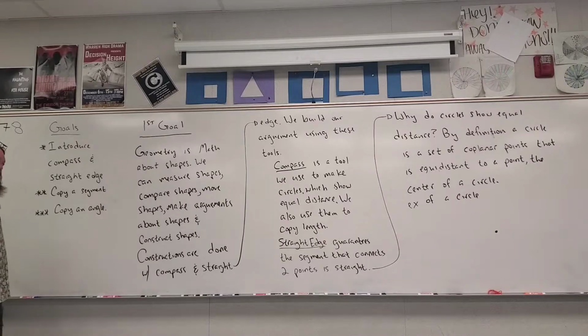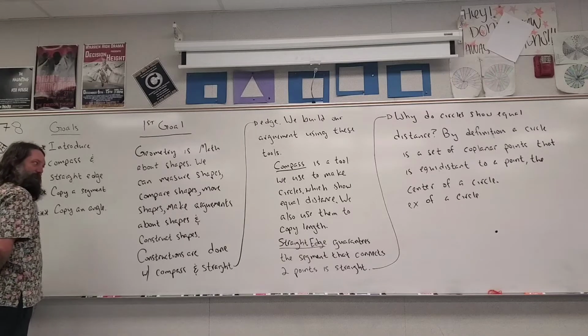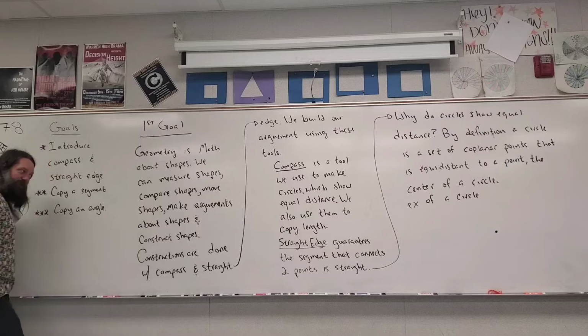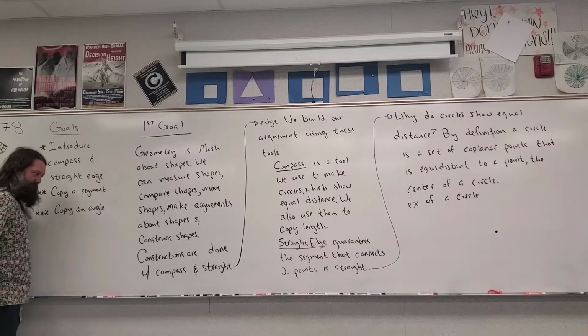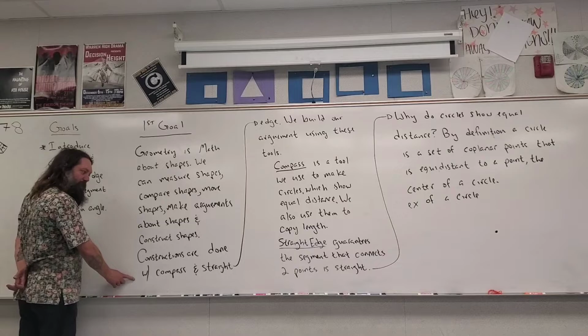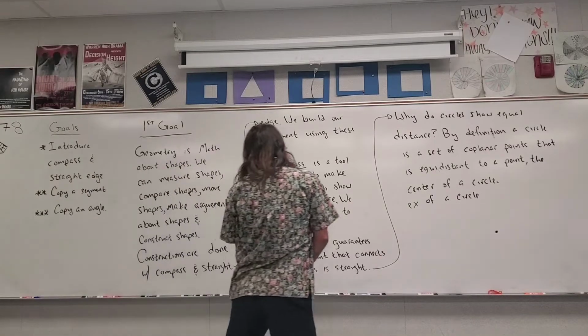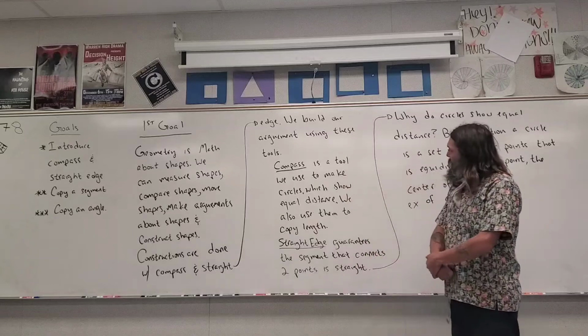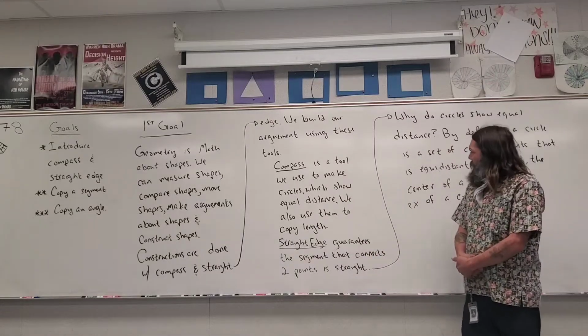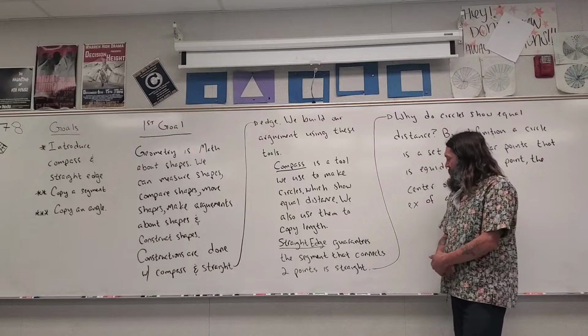Geometry is a math about shapes. We can measure shapes, compare shapes, move shapes, make arguments about shapes, and construct shapes. Constructions are done with a compass and straight edge. We build our argument using these tools. A compass is a tool we use to make circles which show equal distance. We can also use them to copy length.